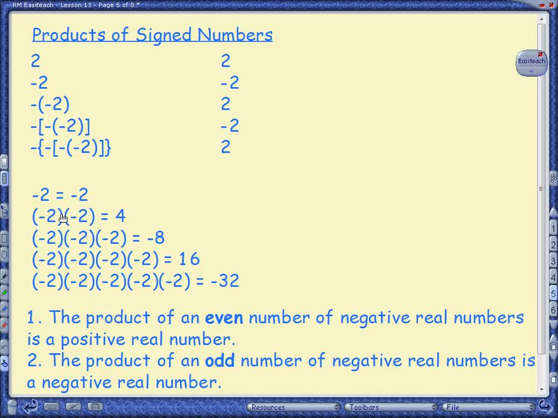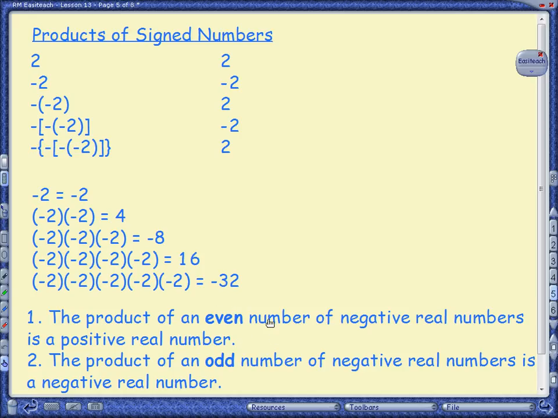This holds true for multiplication as well. So the opposite of 2 is negative 2. But negative 2 times negative 2 is positive 4. 2 negatives in the multiplication make it a positive 4. 1, 2, 3 negatives in the multiplication make it a negative 8. 1, 2, 3, 4 negatives, that's positive. 2 times 2 times 2 times 2 is 16. And 5 negatives make it a negative. 2 times 2 times 2 times 2 times 2 is negative 32.